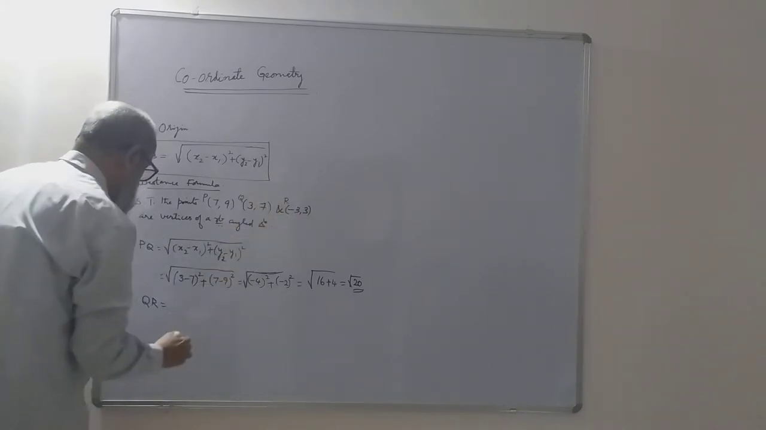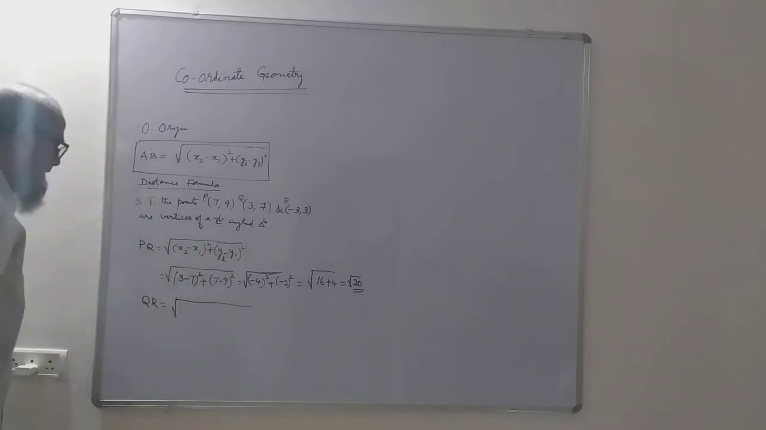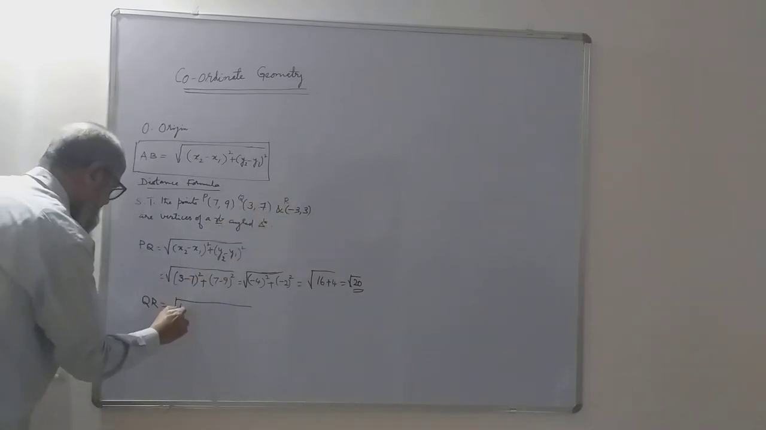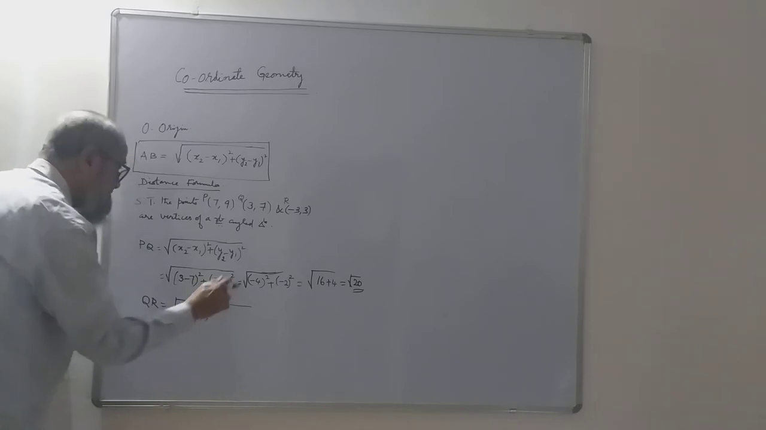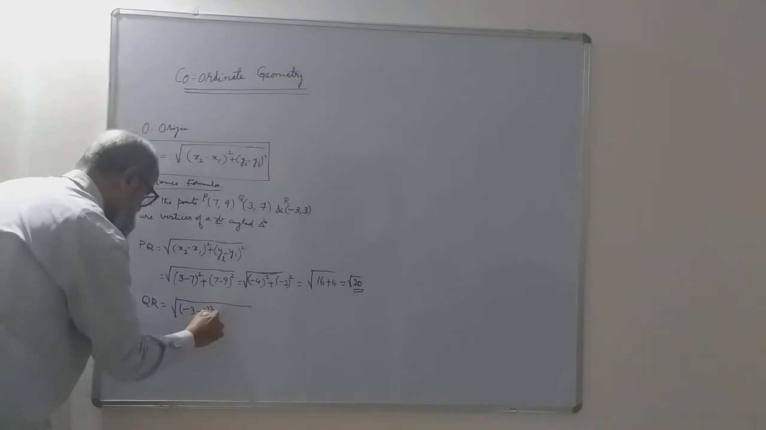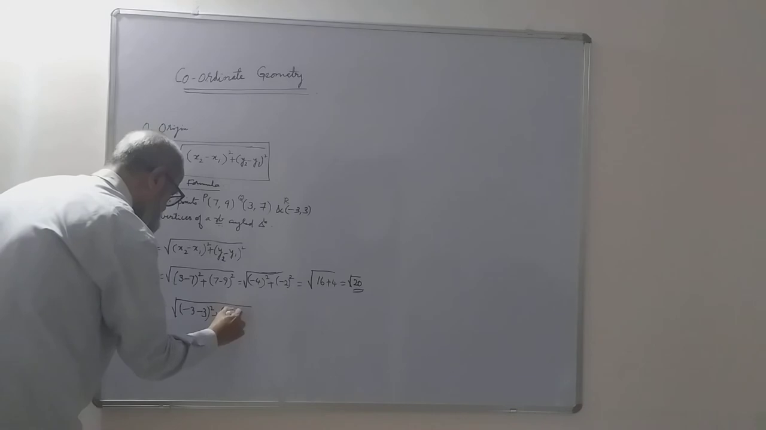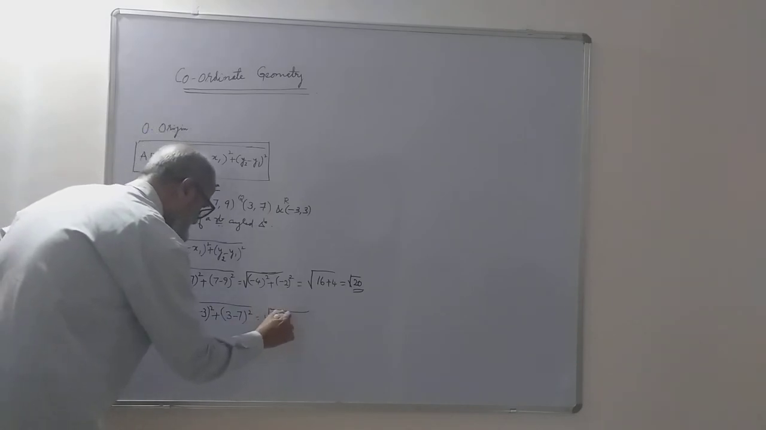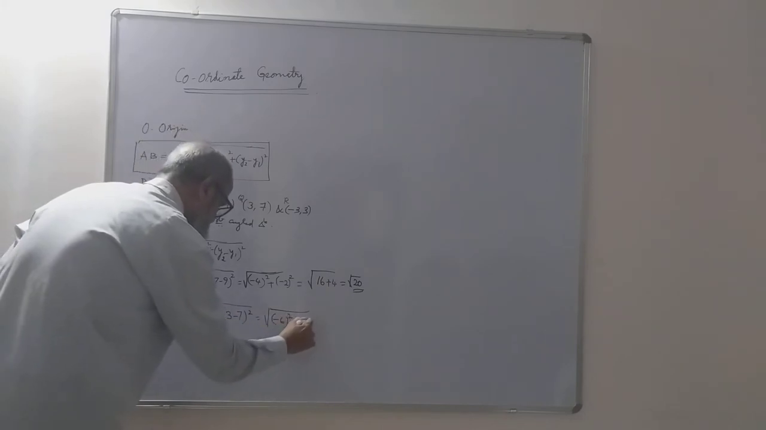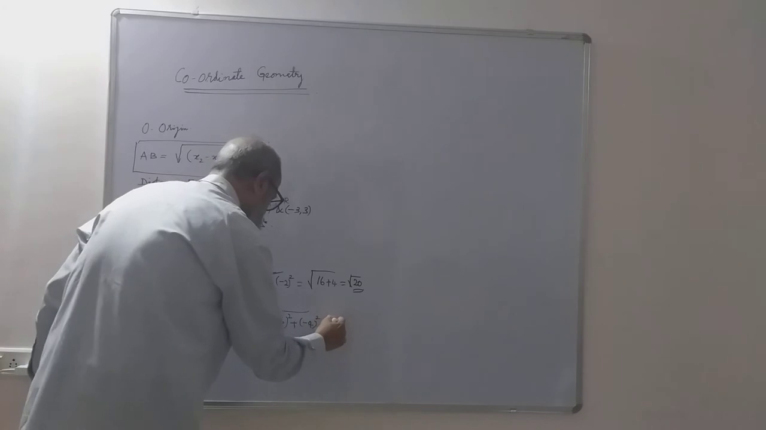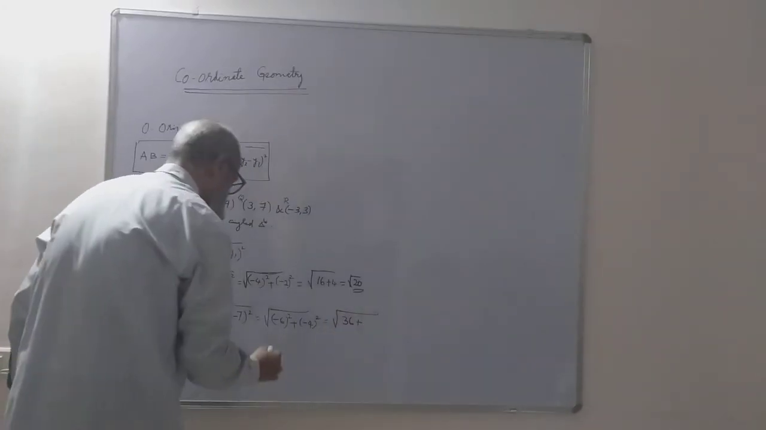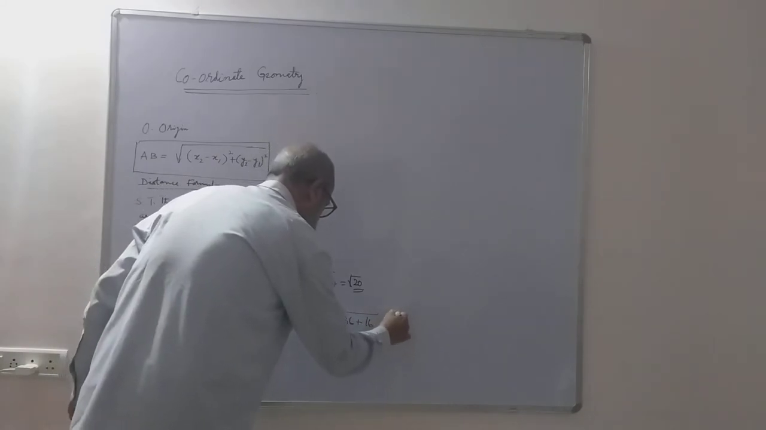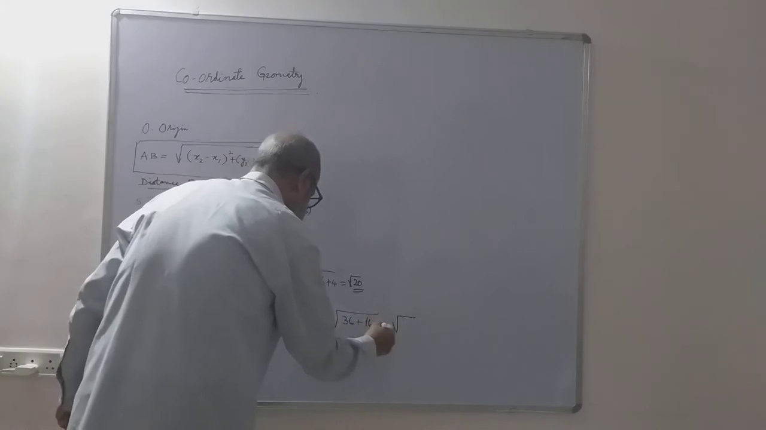QR, that is these two points now. Again, the formula is same. You can write the formula a number of times. Now, this is x2, this is x1, anything can be taken. Minus 3, minus 3, the whole square, plus 3, minus 7, the whole square. That will be minus 3, minus 3, if you add, it will be minus 6. Minus 6, the whole square, plus 3 minus 7 is minus 4, the whole square. Now that will be 36 plus 4 square is 16. 6 square is 36, 4 square is 16. 36 plus 16, this is root of 52.